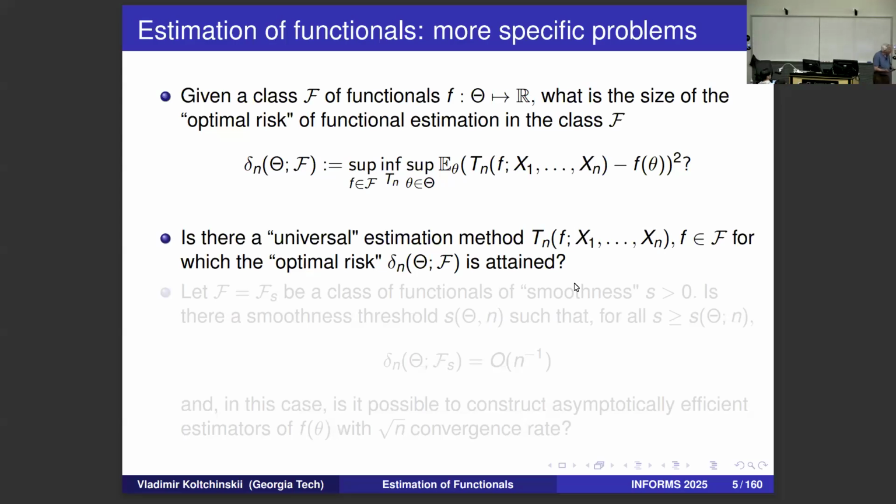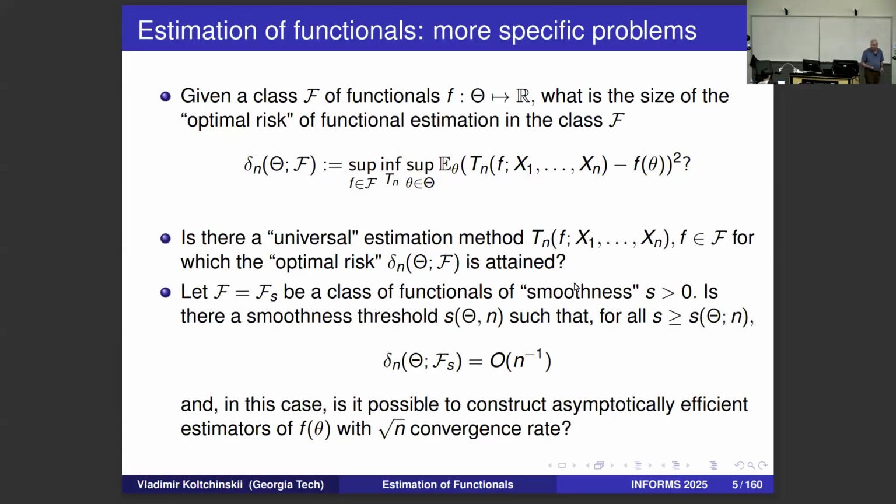And often in this type of problems, it's possible, not always, but often it is possible to achieve a classical error rate of estimation of the functional, because the functional is just a one-dimensional feature. It's not the whole parameter. And we might hope sometimes that it is possible to achieve a rate of the order n to the power -1. And the question is when it is possible.